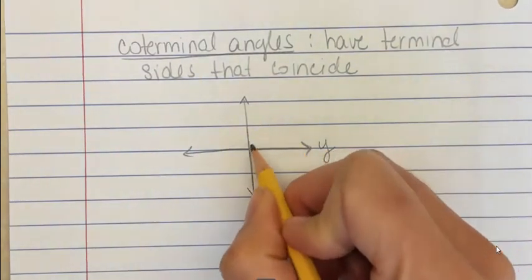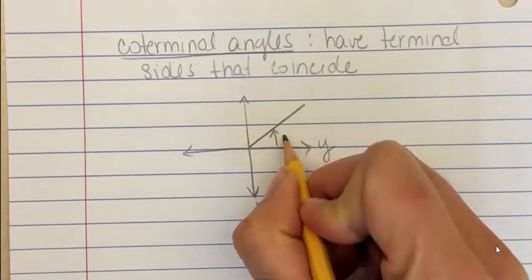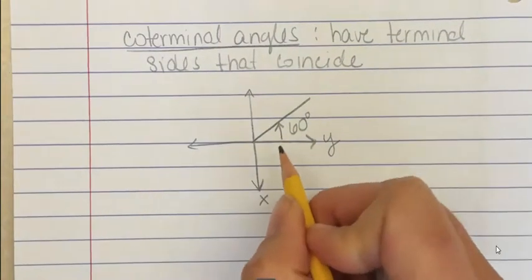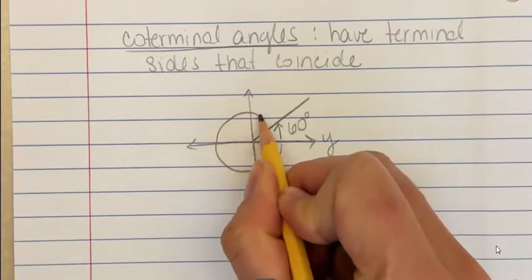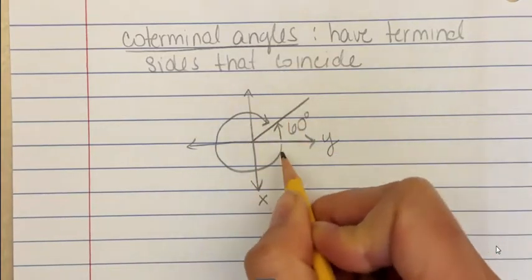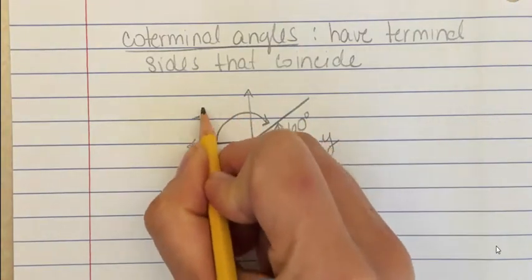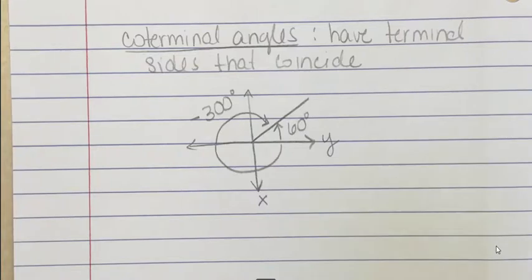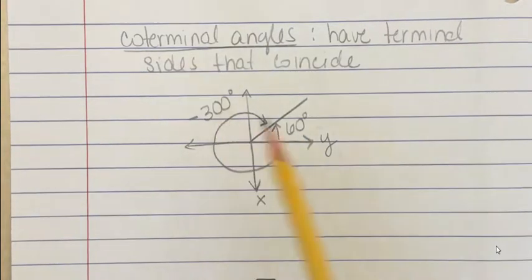To make my life easy, let's say that's a 60-degree angle. Then the coterminal angle with that would be the one that shares the common side but goes the opposite direction. So the coterminal angle would be negative 300 degrees. So coterminal angles are 60 degrees and negative 300 degrees.